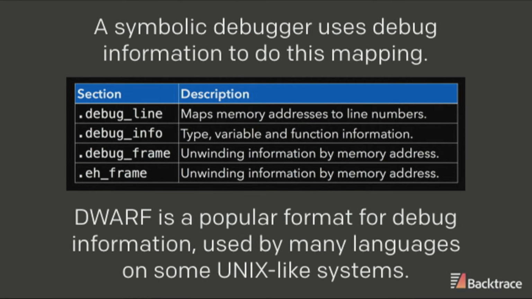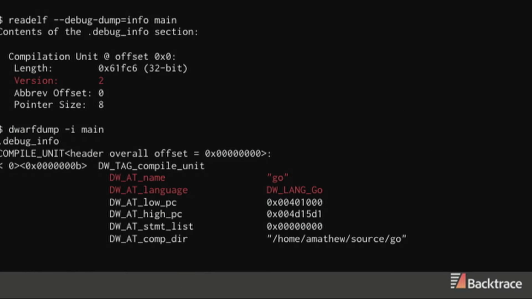So how does the symbolic debugger do this? It uses debug information to map the process image to the symbols that we're familiar with. DWARF is a popular format for this debug information. It's used by many languages, including Go, on some Unix-like systems. So on Linux, you're going to see an ELF executable with DWARF information inside of it. Here's a small program that I compiled, and I did a dump of the information. You see that DWARF version 2 is being used, and you can see the attribute language is DWARF language Go.